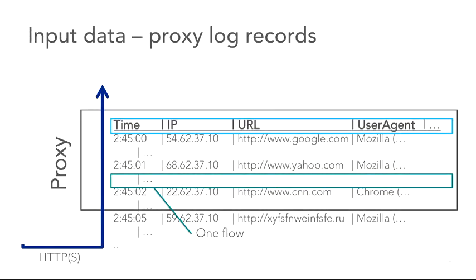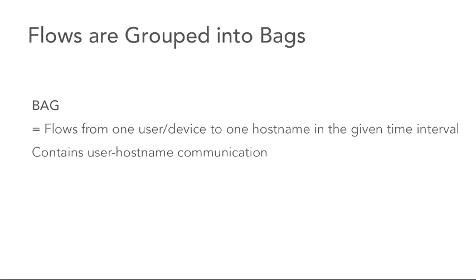So our input data is proxy log records, which are basically information from the header of the packet, and it's metadata with fields like time, IP, URL, user agent, MIME type, and those things. I will be referring to one flow as one row in these proxy log records. So basically one flow is one connection in this data. I will be very frequently using the word bag, which is actually a set of flows with the same user or device and the same host name. So it basically describes the communication between one user and one host name.